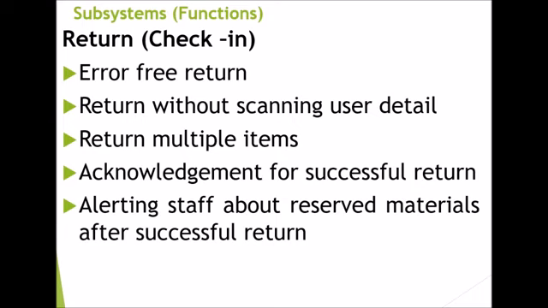Another function of the automated circulation desk is return. Return is known as check-in. That means you are taking back the issued documents to your library. So the return should be error free. That means without any errors, the automated circulation system should take back the books and give the acknowledgement to the users. Here you need not scan the user ID once again while taking back the books.